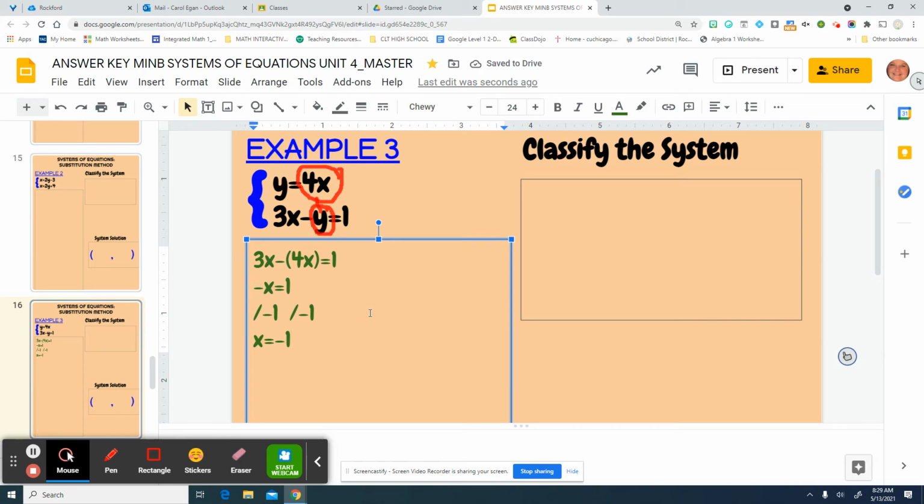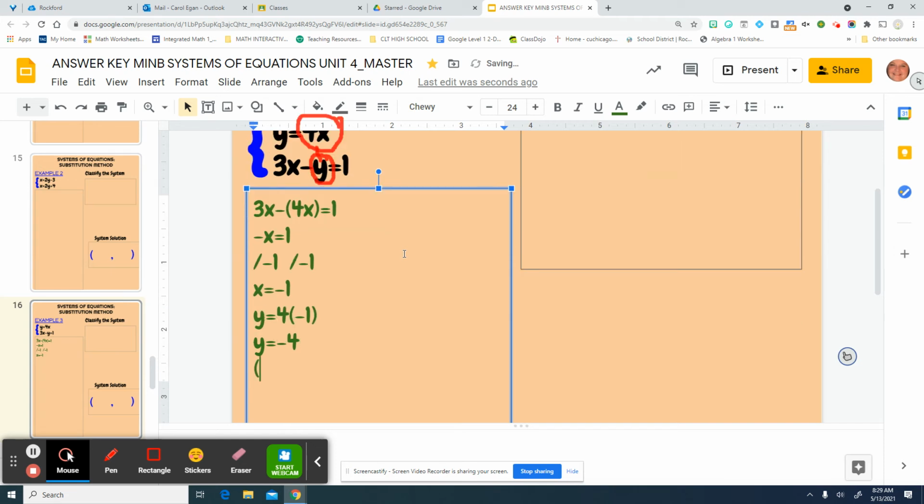Right, so I've just accomplished steps 1 through 3. Now I need to take this information and substitute it into an original equation. If I had to do work to isolate one of the variables, I'd go back to before it was isolated. So I'm going to pick this y equals 4x. So y equals 4 times the value of x, which is negative 1. And I get y equals negative 4. So I write my coordinate point of (-1, -4).